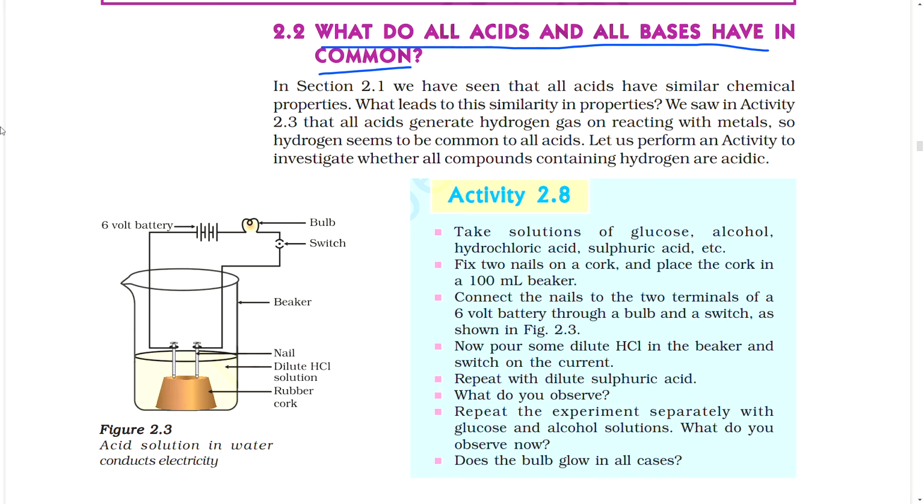Activity: take solutions of glucose, alcohol, hydrochloric acid, sulfuric acid, etc. Fix two nails on a cork and place the cork in a 100 milliliter beaker. Connect the nails to the two terminals of a 6-volt battery through a bulb and a switch as shown in the figure. Now pour some dilute HCl in the beaker and switch on the current.